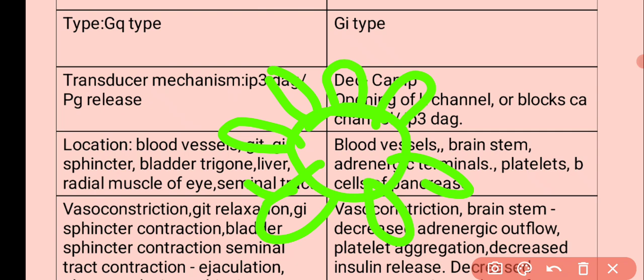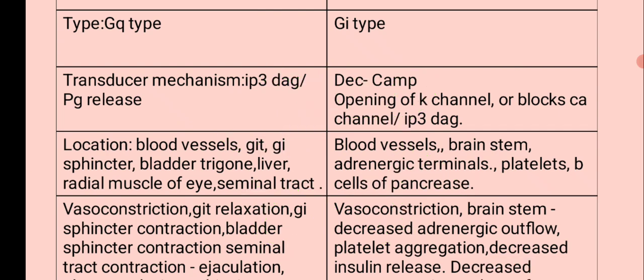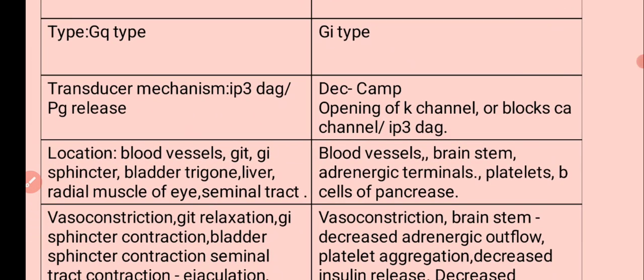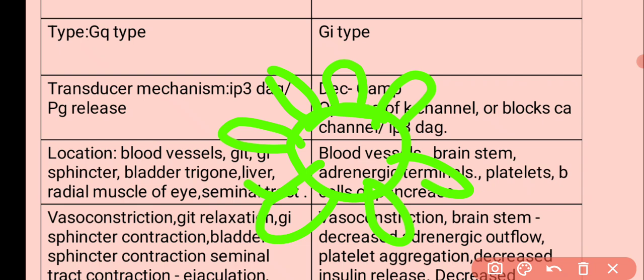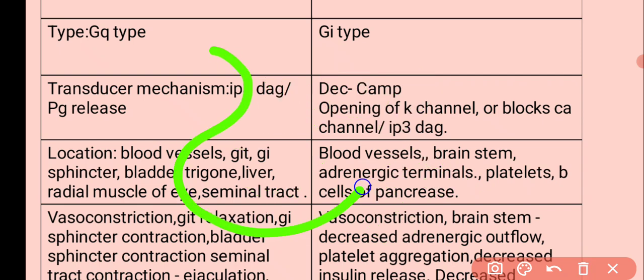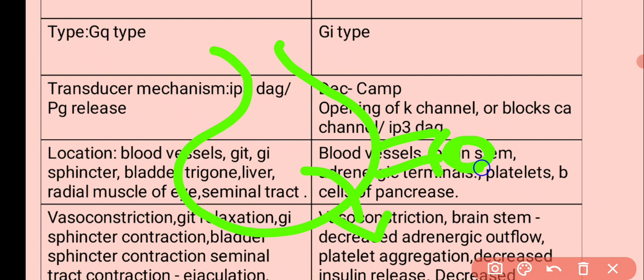Whereas alpha 2 receptors are the inhibitory type of receptors. Generally these are present on the presynaptic nerve endings themselves, within the nerve endings from where the norepinephrine is released. Stimulation of these alpha 2 receptors is associated with decreased release of norepinephrine. So this is present on the adrenergic nerve terminals themselves, and also present in the brain stem.